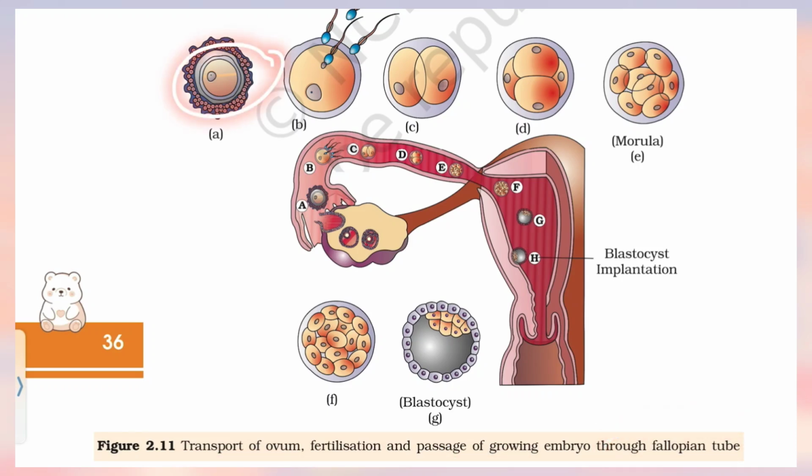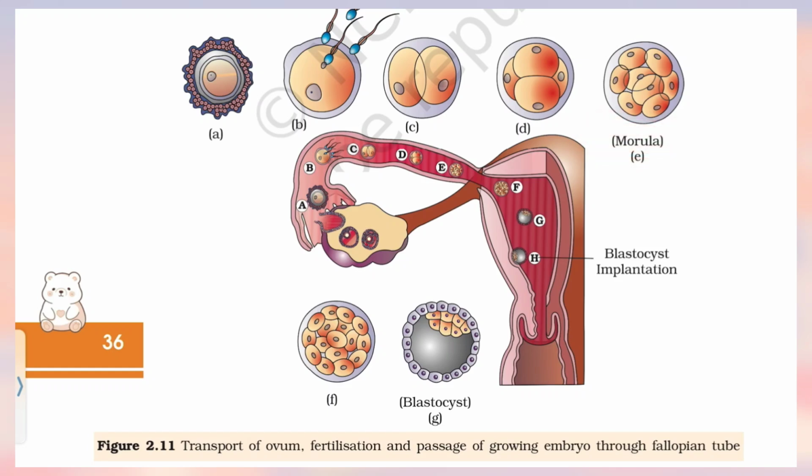The first figure shows the secondary oocyte surrounded by zona pellucida and corona radiata. Here, multiple sperms approach the ovum, but only one sperm successfully enters. After sperm entry, fertilization is completed and the zygote is formed. The zygote is diploid. The zygote now starts cleavage, dividing mitotically into blastomeres. Continuous cleavage results in a solid bolus of cells called the morula.